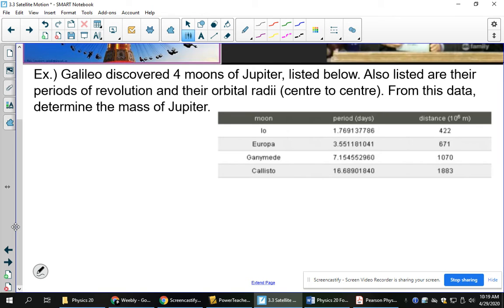The initial setup is always the same. What is keeping the circular motion going is the force of gravity from Jupiter. That's what's keeping its moons going in a circle around Jupiter. Okay? Now we pick the next substitution based on what we want. So for centripetal force, since we have period, I'm going to pick this equation.